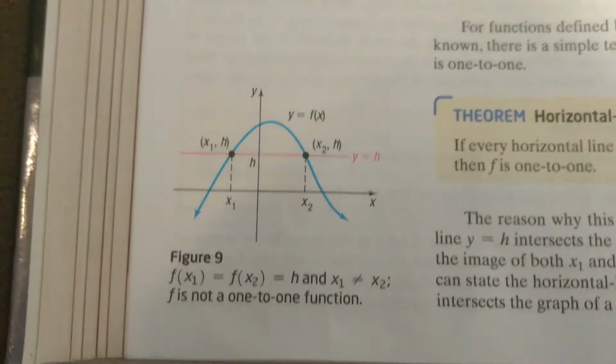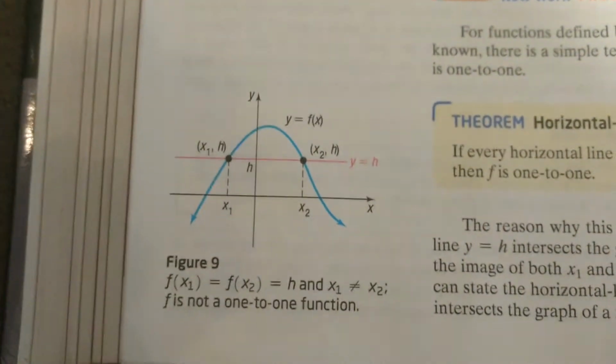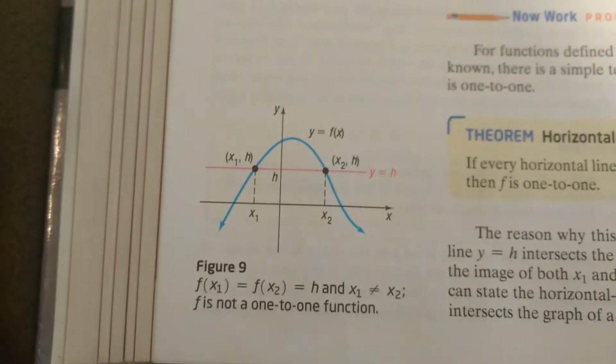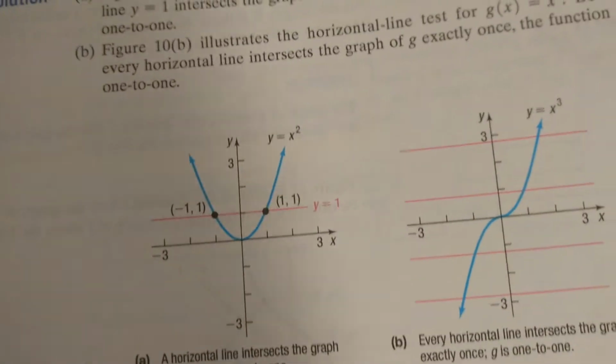Next test is to see if it's one-to-one. See if the y's are repeated. If they're repeated, not one-to-one, but still a function. If they're not repeated, it is a function and one-to-one. Some good examples are here.